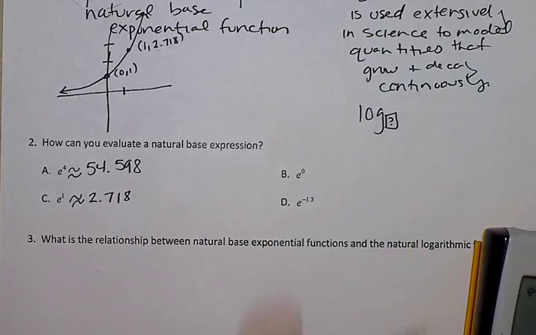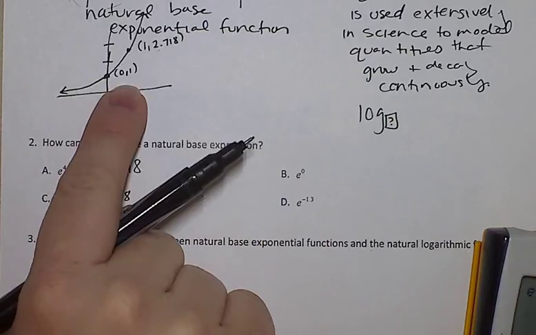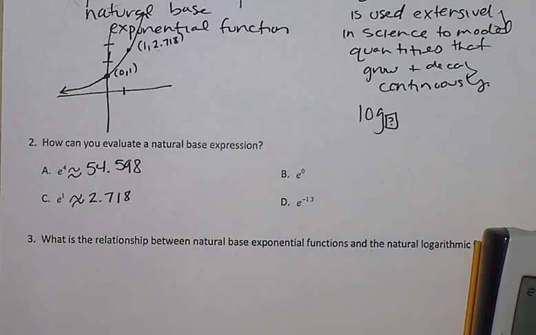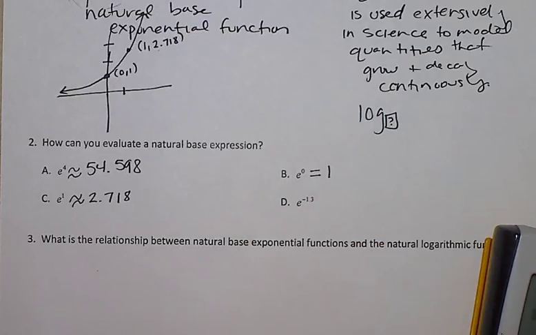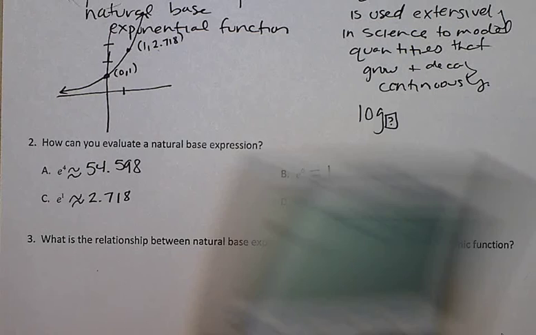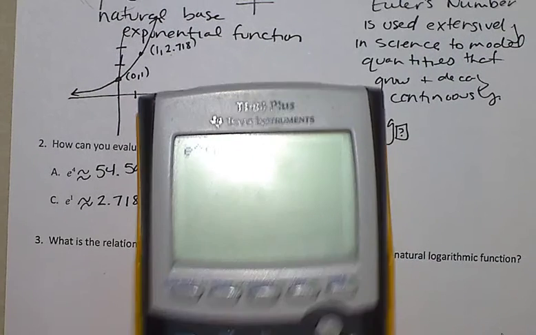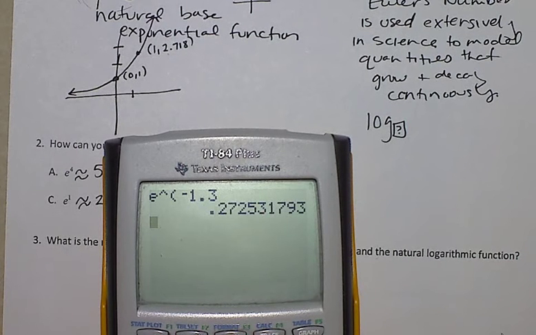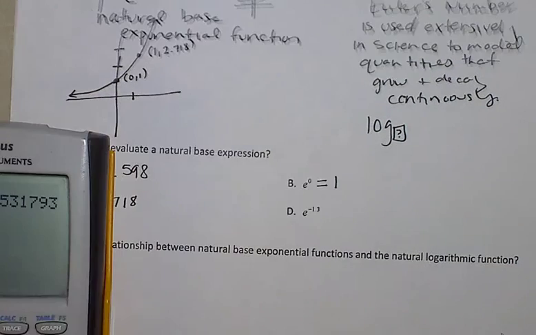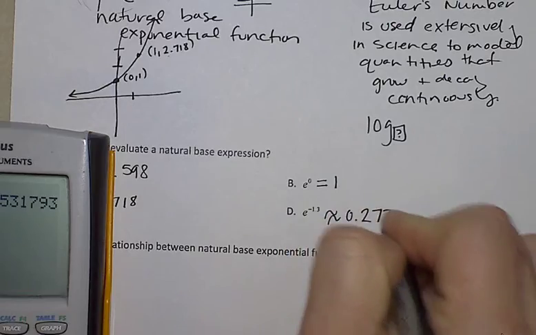We've already done this one. If my input value is 0, what's the output value? Now how this is different than A or C is that you're not rounding. So we're going to put equals 1. And let's do the last one together. Second, and then e to the x. This time we're typing in negative 1.3. And we're going to approximate it. Approximately 0.273.